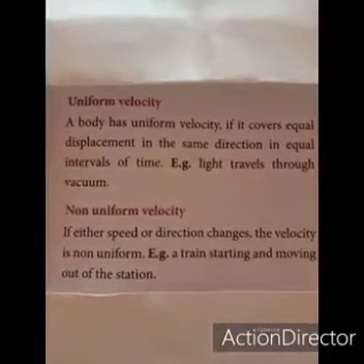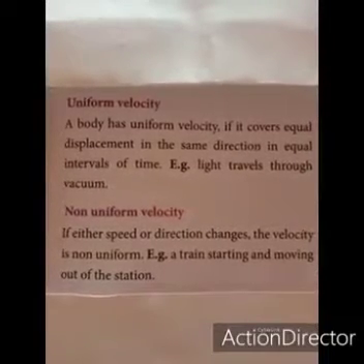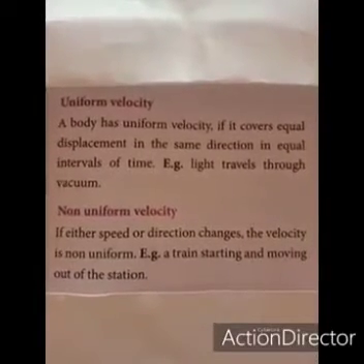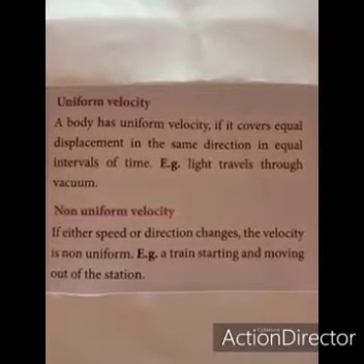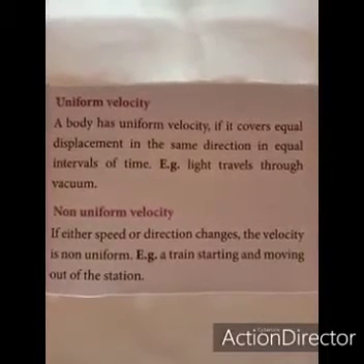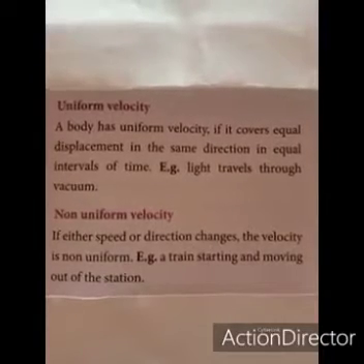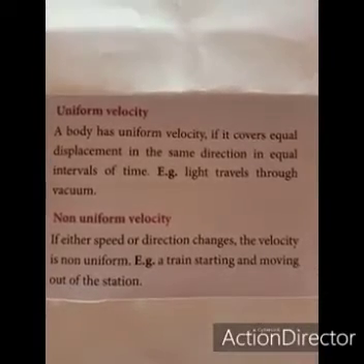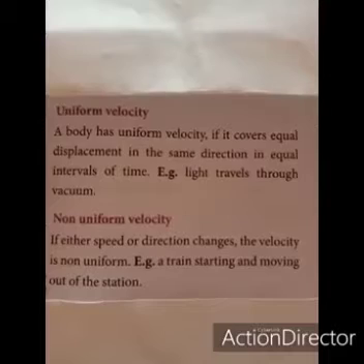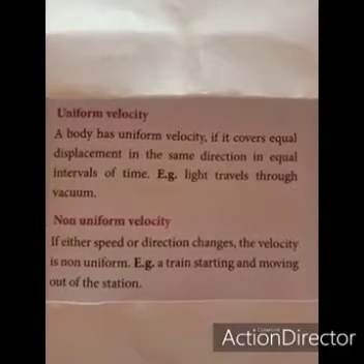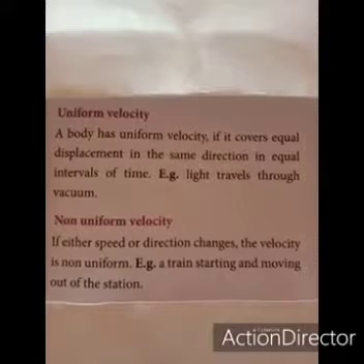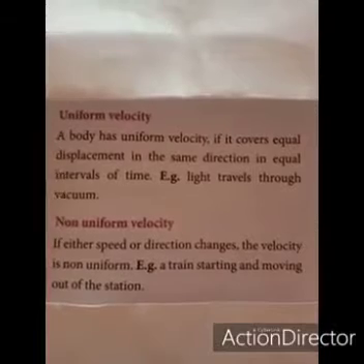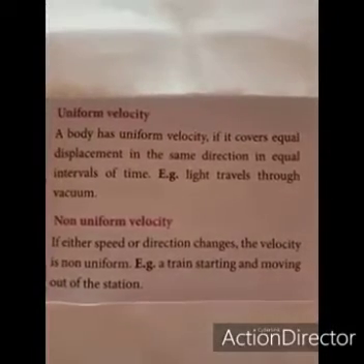Velocity can be classified into two types: uniform velocity and non-uniform velocity. What is uniform velocity? If a body covers equal displacement in the same direction in equal intervals of time, then it is said to be uniform velocity. A good example is light traveling through vacuum.